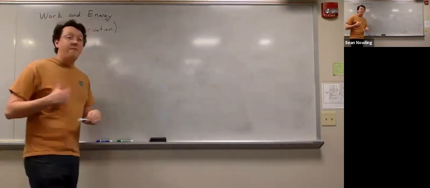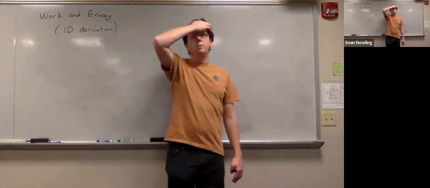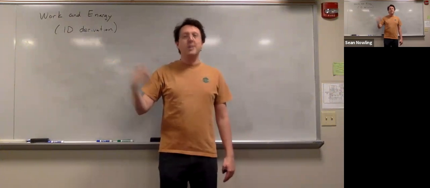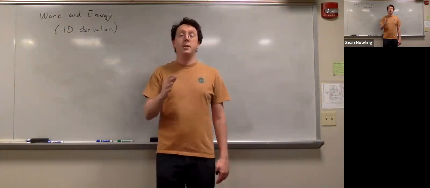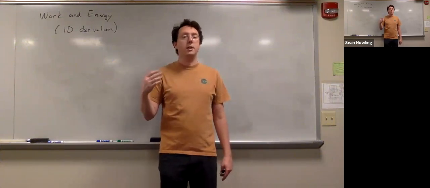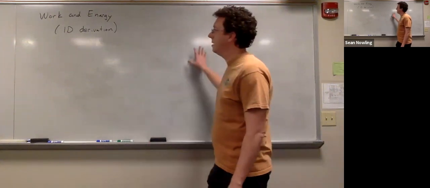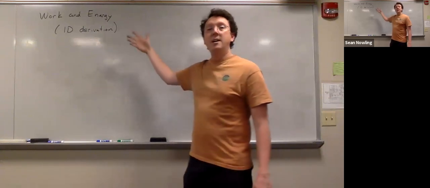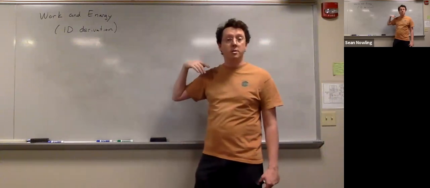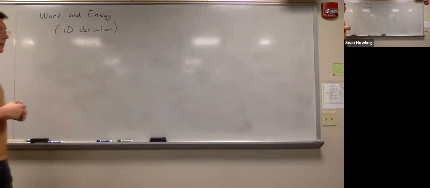Okay, so the one-dimensional derivation of the work energy theorem isn't too bad. It proceeds very similarly to what we did for impulse and momentum. If you remember, with the impulse and momentum theorem, we started with Newton's laws, and then we integrated Newton's laws over time to find the impulse momentum theorem. We're going to do something kind of similar, only we're not going to integrate over time. We're going to eventually integrate over position, but it's going to be a little bit more complicated than that. There's sort of a trick.